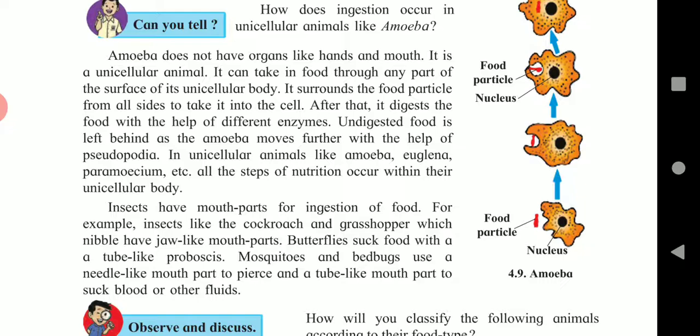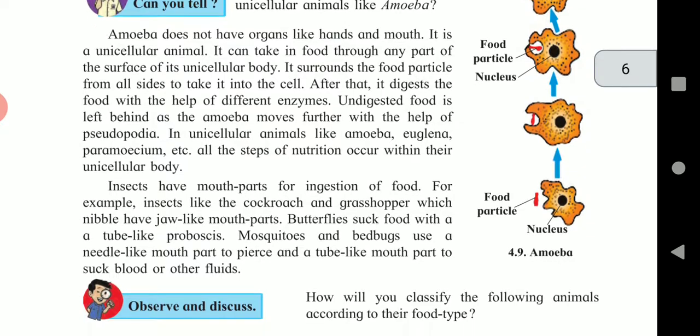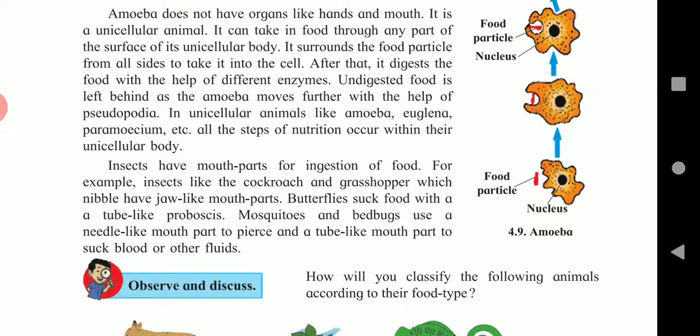Now insects like cockroach and grasshopper are nibbling insects that have jaw-like mouth parts. Butterflies suck food with a tube-like proboscis. Mosquitoes and bedbugs use a needle-like mouth part to pierce and a tube-like mouth part to suck blood and other fluids.